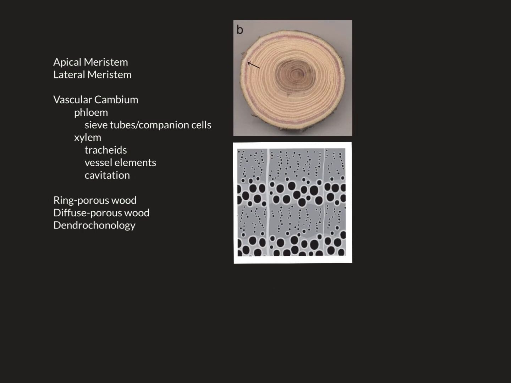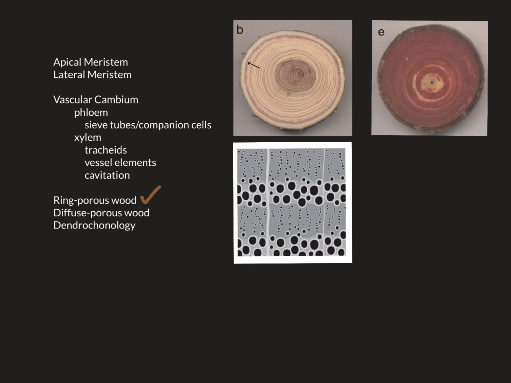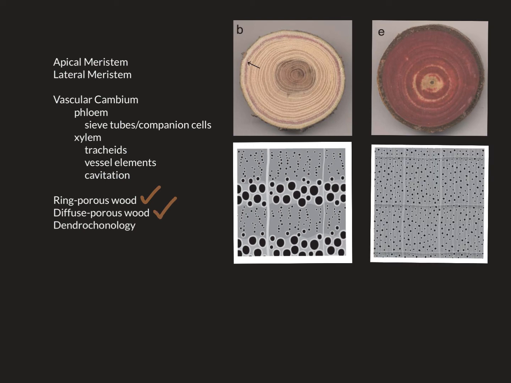Ring porous plants have large vessels in the early wood and few to no vessels in the late wood. This strategy is most effective in hot, dry environments. Alternatively, diffuse porous wood has vessels diffused throughout the annual growth. Plants use this strategy in more wet and competitive environments.